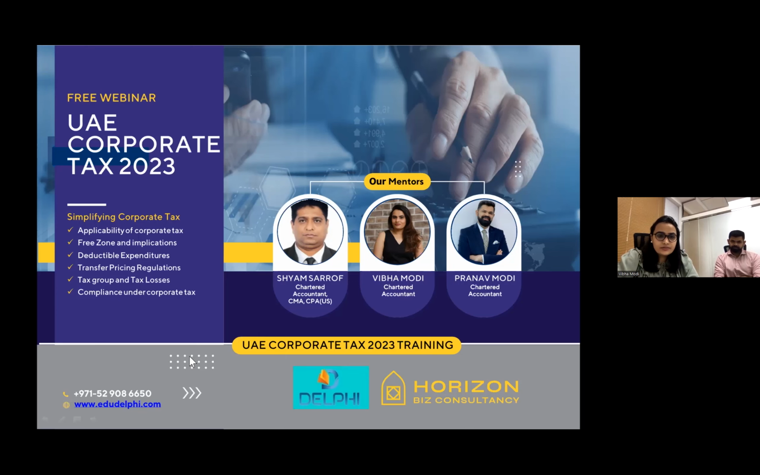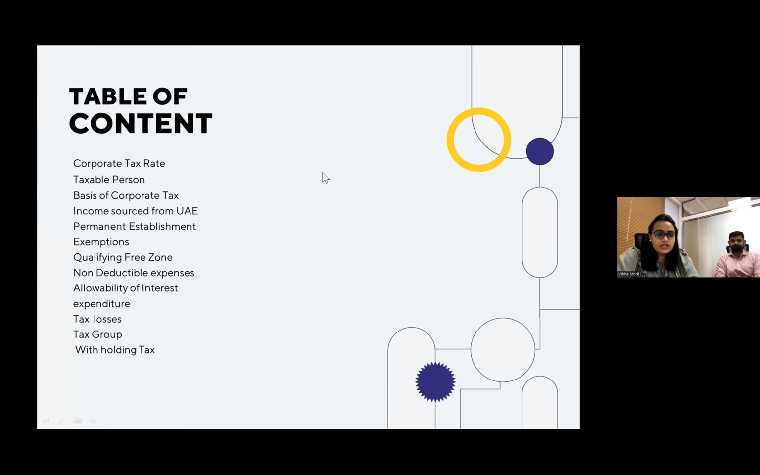So we'll start with the rate of tax first of all. These are the things we are going to cover today: the rate of tax, who is the taxable person, and the bases of charging corporate tax. When we talk about the taxable person, there are the concepts of permanent establishment and income sourced from UAE. They provided exemptions in the consultation document also, and here they have given more clarity on that part. The most important part is free zone.